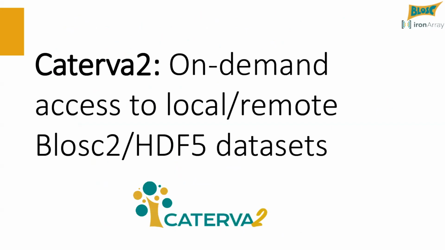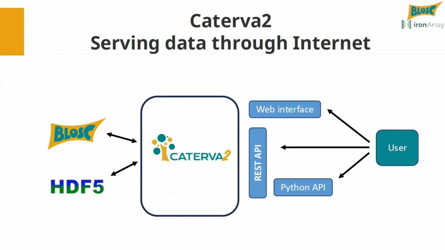And finally, I will introduce you to Caterva2, which is an on-demand access to local and remote Blosc2 and HDF5 datasets. My first intention was to show you an interactive demonstration, but apparently the setup is not ready for that. So what I did is I created some screenshots so that you can have an idea. Anyway, Caterva2 is meant to serve data through the internet. Essentially, this is the intention, okay?